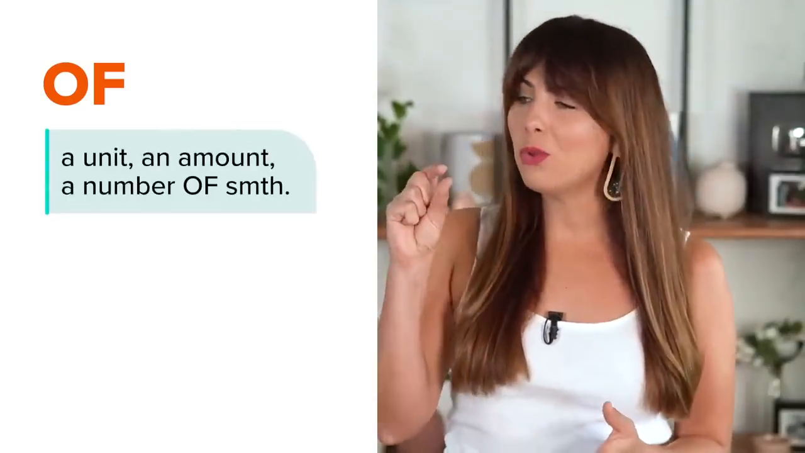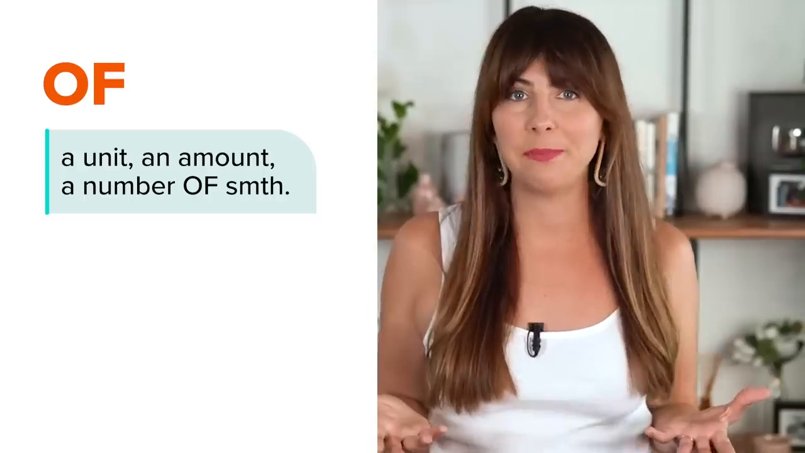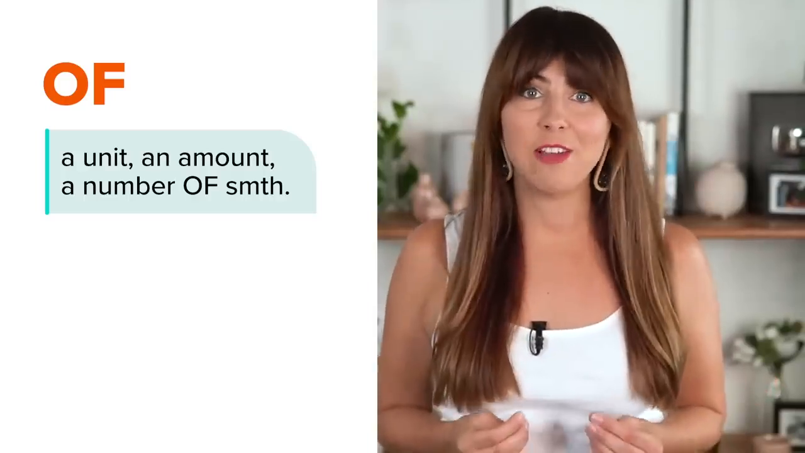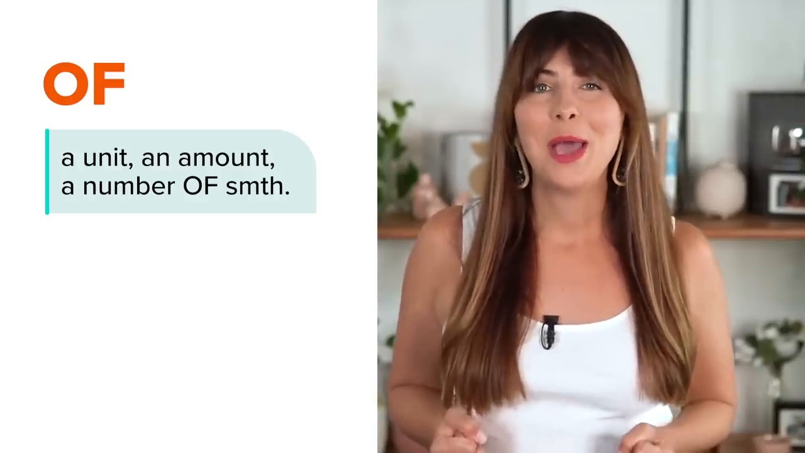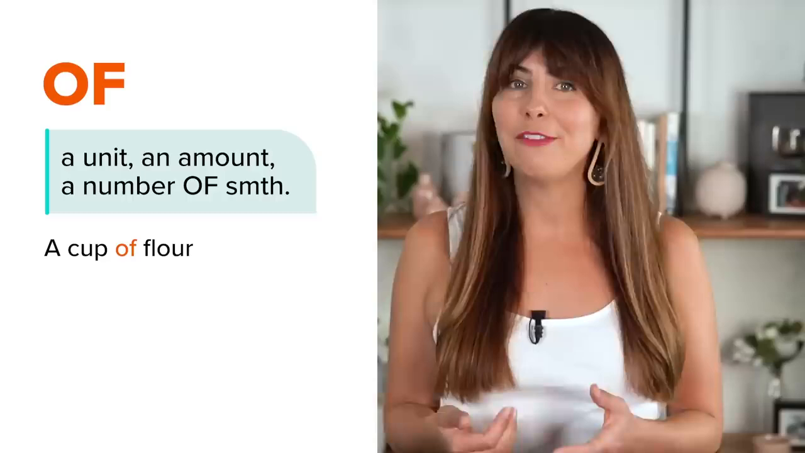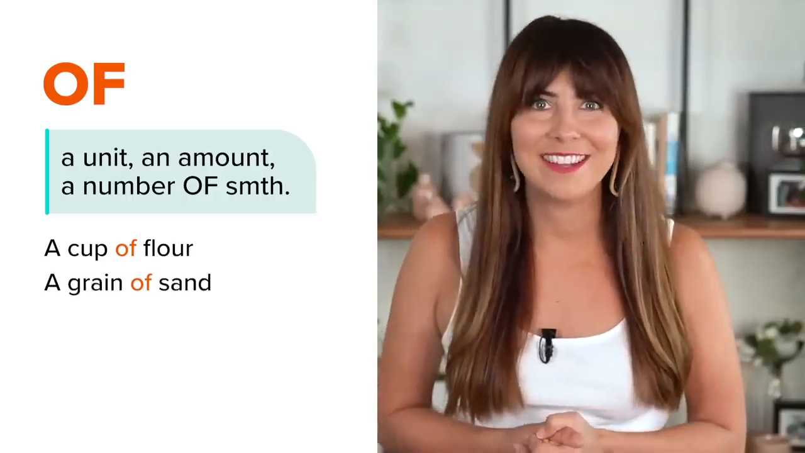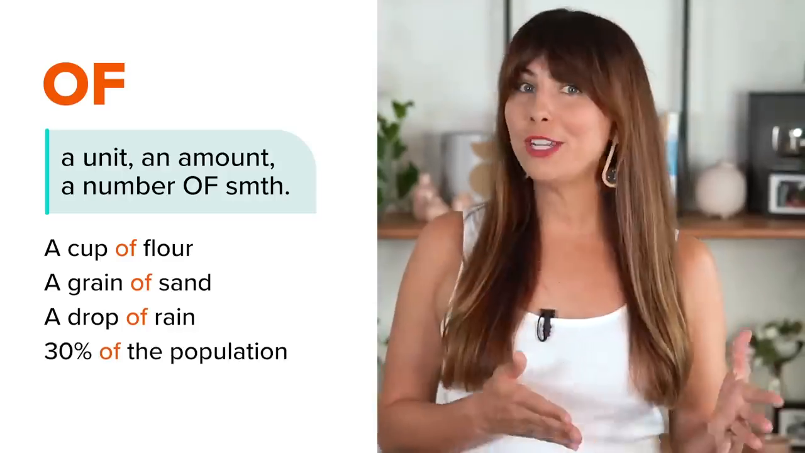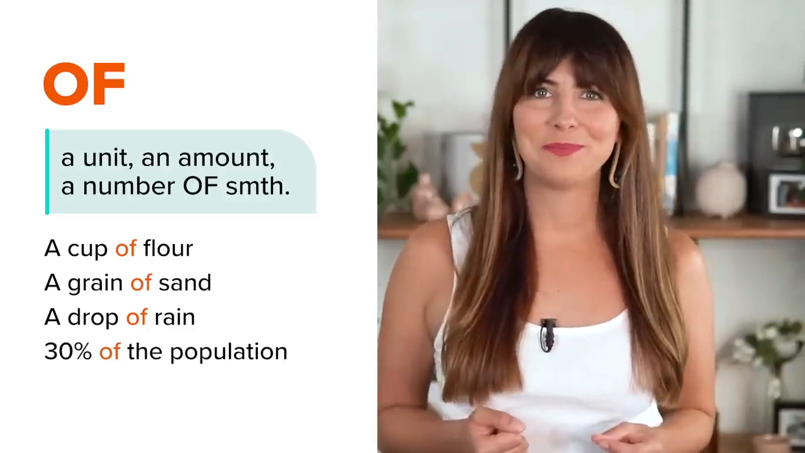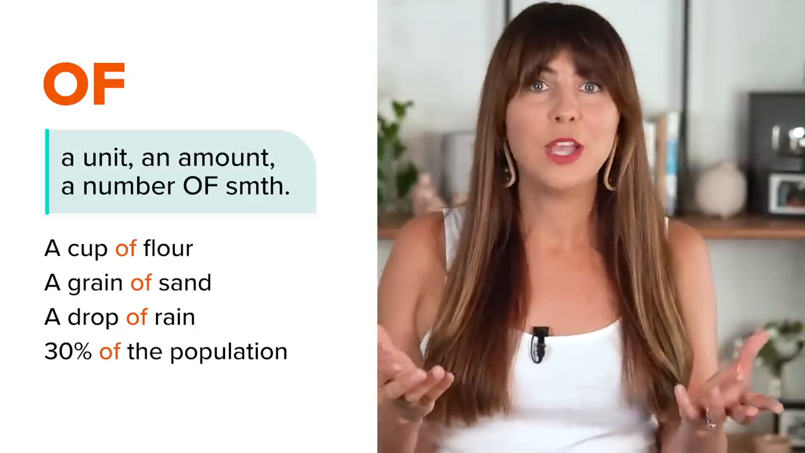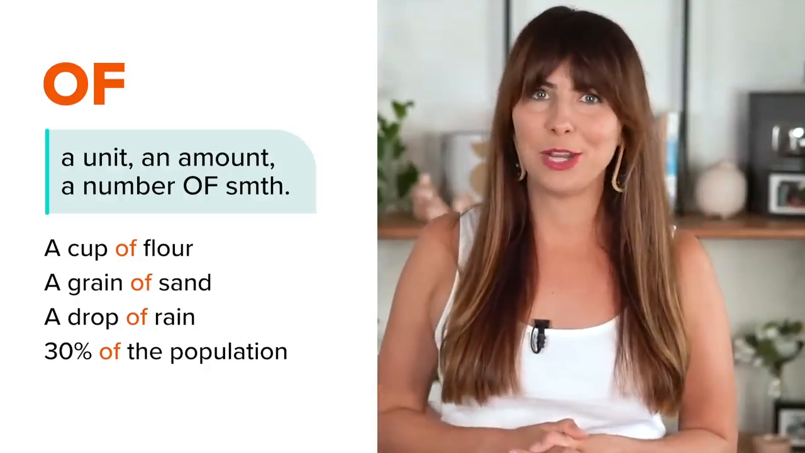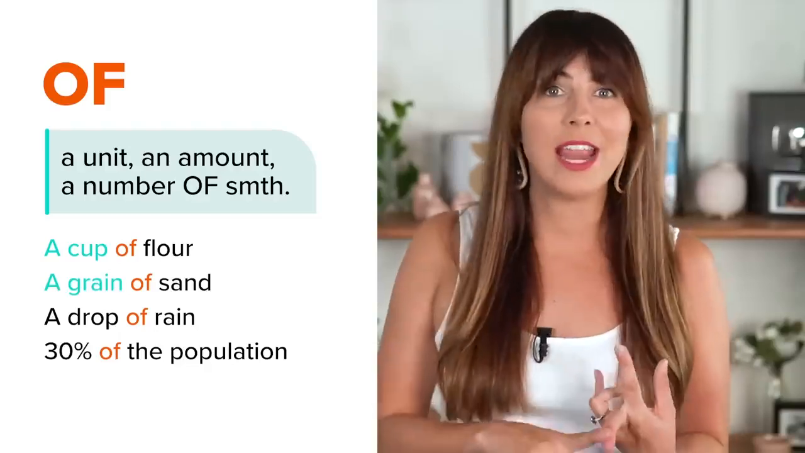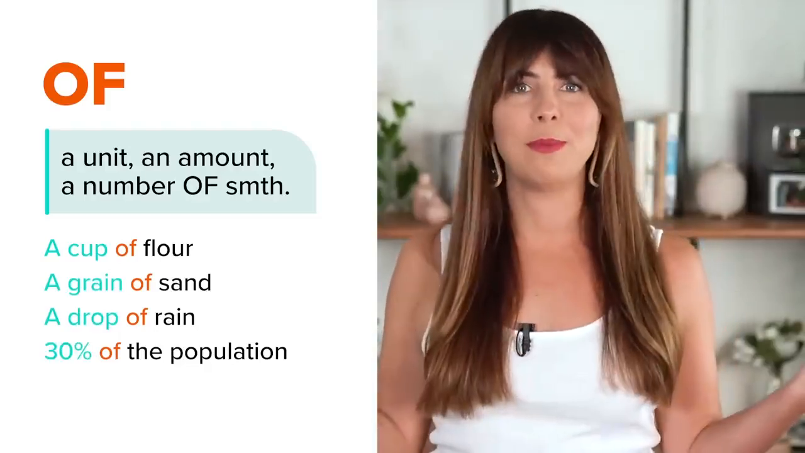We use of in quantifying expressions that describe a unit or an amount or a number of something. This is really common with uncountable nouns. When we need a way of measuring or counting an uncountable noun, we'll say something like a cup of flour, a grain of sand, a drop of rain, 30% of the population. All of these nouns are uncountable. So to describe how much there is, we need one of those quantifying expressions. A cup of, a grain of, a drop of, 30% of.